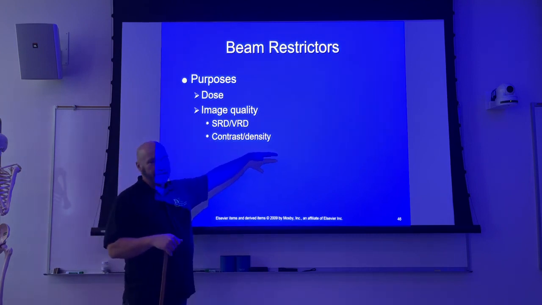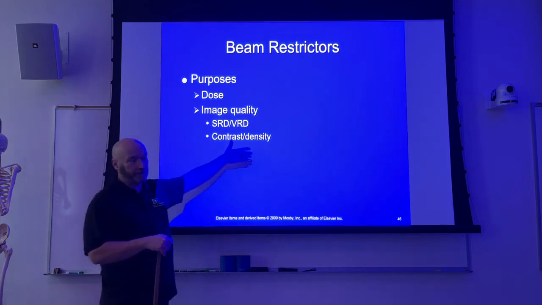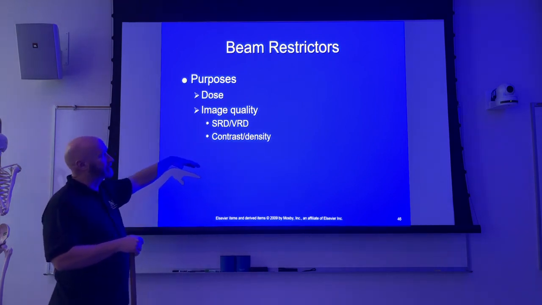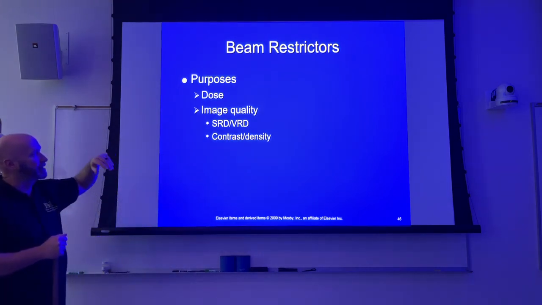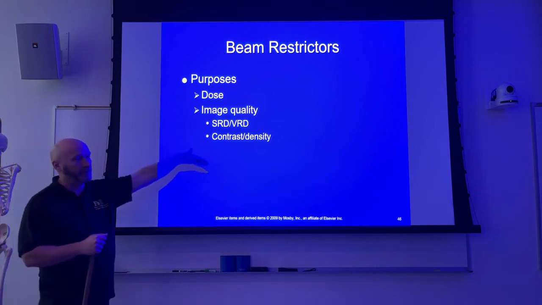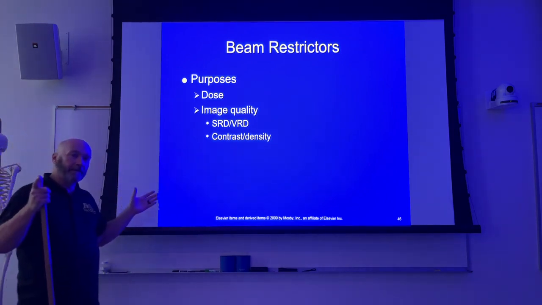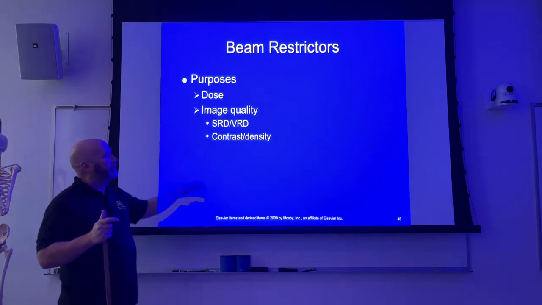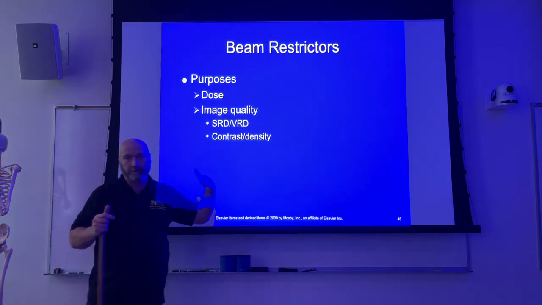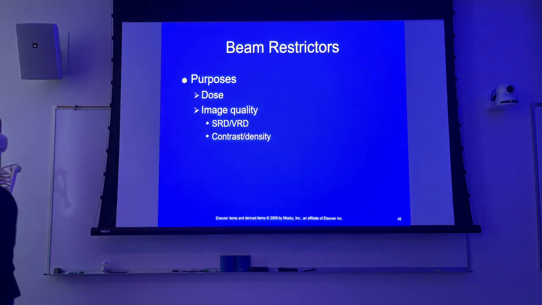And density, again, is image receptor exposure, much more so than what it is density. I really need to go through these and change that, but it's image receptor exposure equals density. So as we increase our collimation, that means to reduce our field size, then our image receptor exposure is always going to decrease.